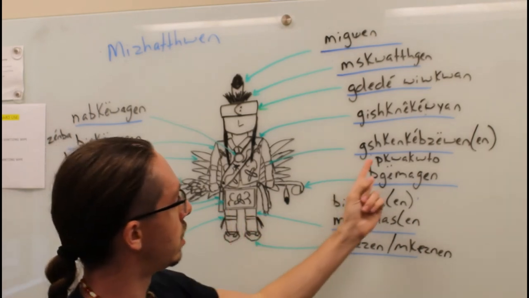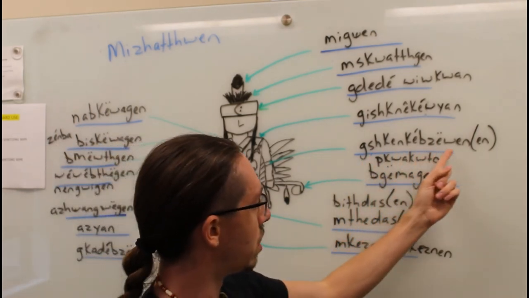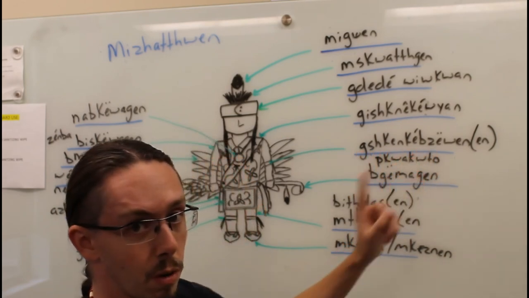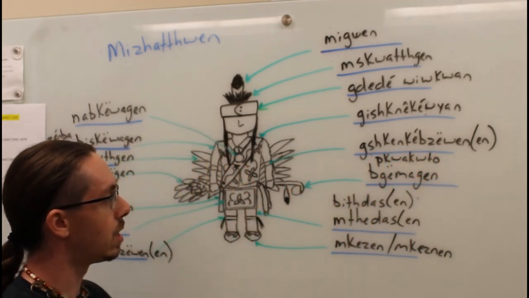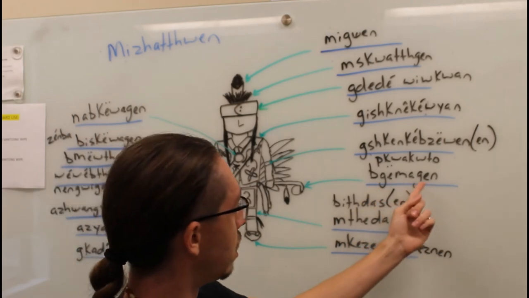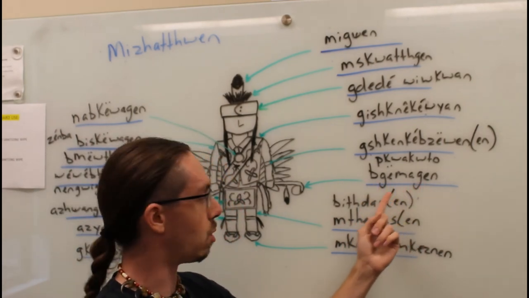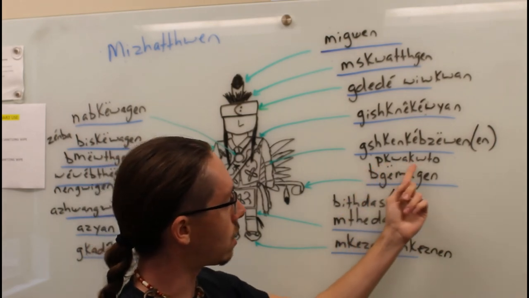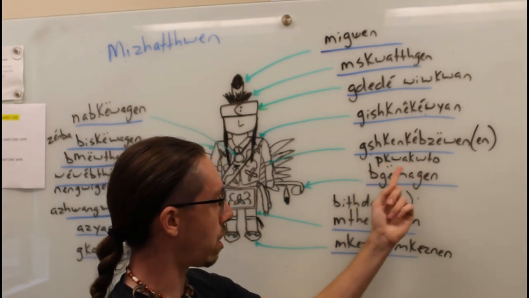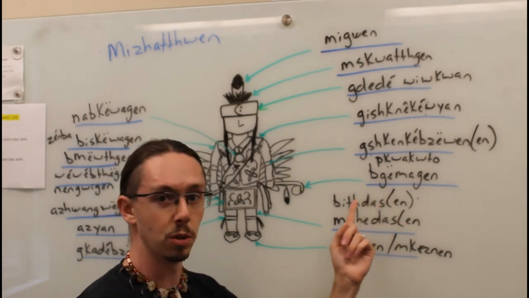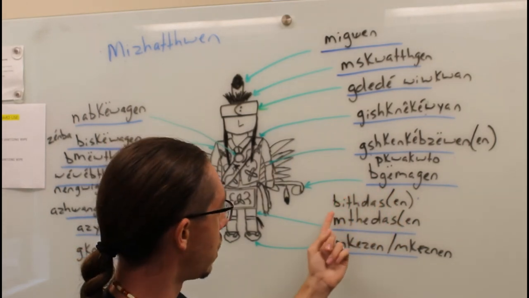Gishkinkabzonin. Arm ties plural. For one, gishkinkabzoin. One arm tie. Bugamagan is a war club. Pukwakwato bugamagan is your ball-headed war club.